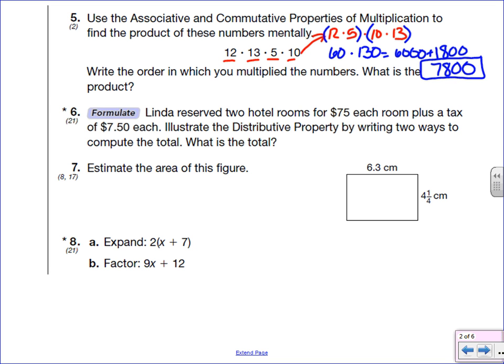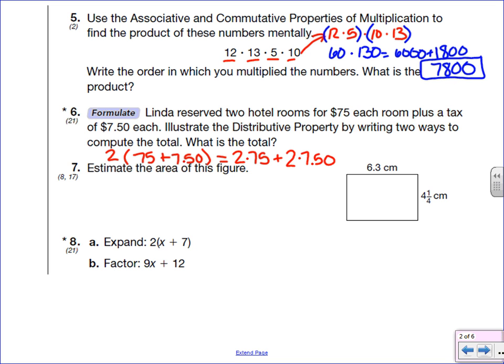and then write the order in which you multiplied the numbers. We already have that. Lender reserved 2 hotel rooms for $75 each room, plus a tax of $7.50 each. Illustrate the distributive property by writing 2 ways to compute the total. And then what is the total? So she reserved 2 rooms, and each room was $75 plus the $7.50 tax each. And by the distributive property, that would also be equal to 2 times 75 plus 2 times 7.50.